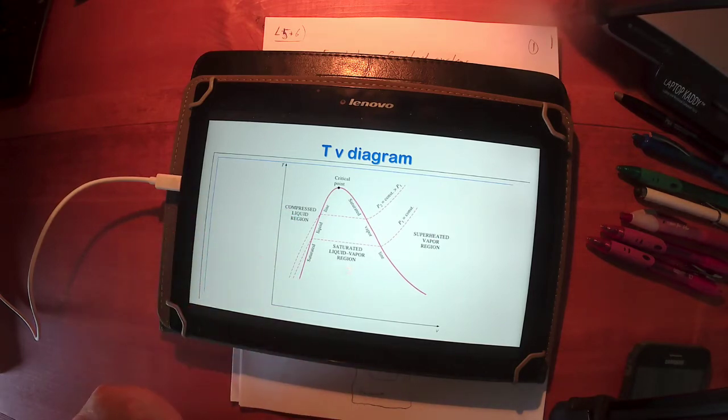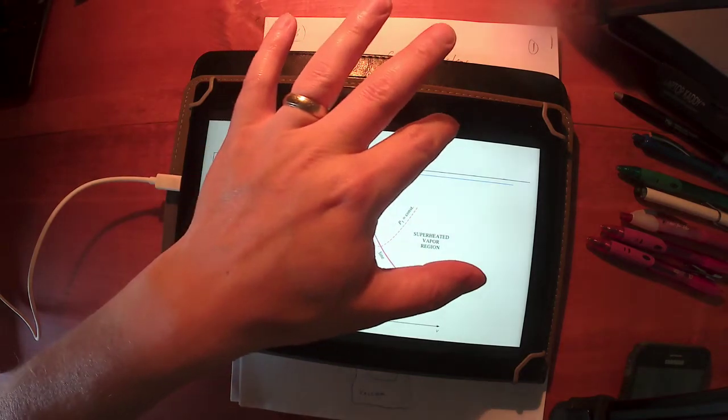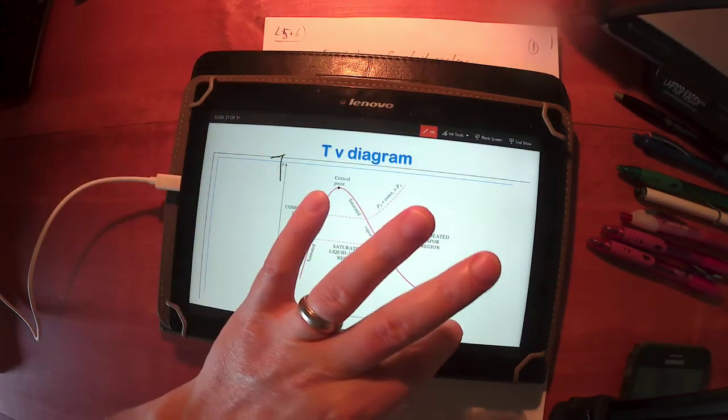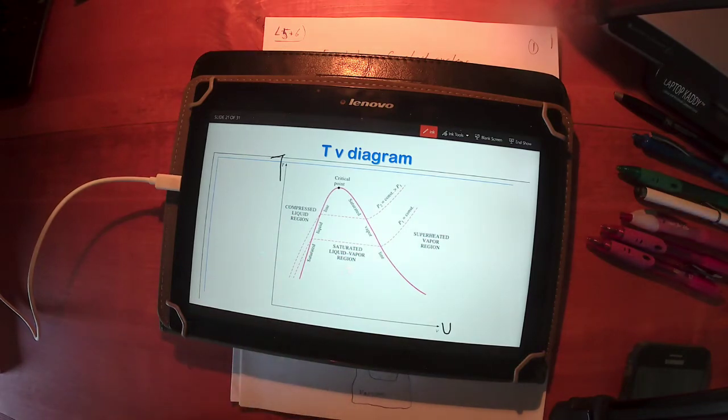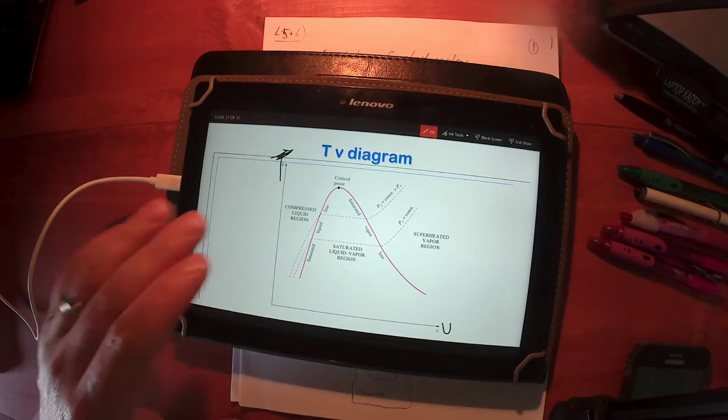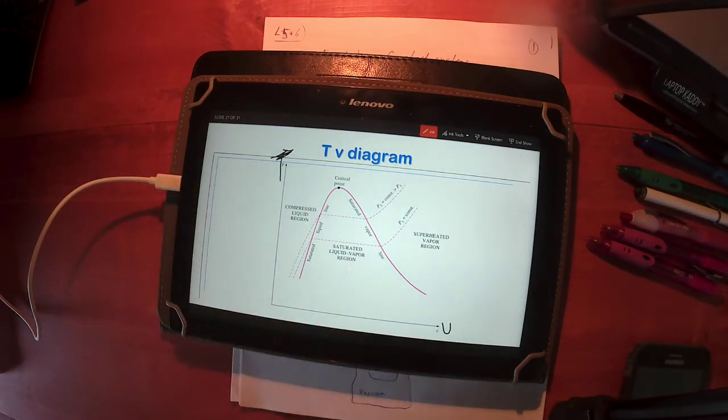So, normally when we draw a TV diagram, temperature versus specific volume diagram, it'll look something like this. And this is kind of a nice generic one. We don't have to label any values on this. All substances will behave in a similar fashion.